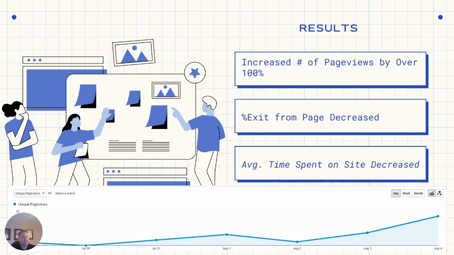So the results of our campaign were really quite astounding. We increased the number of page views by over 100%. This, of course, is a great thing. The graph at the bottom really shows the increase in users throughout our campaign, which really started around August 1st. As you can see, the numbers went from around 9 to almost 20. So we're really quite pleased with this response in such a short time frame. The percent exit from the page also decreased, which means that people aren't really leaving the site from our page, which we're happy with.